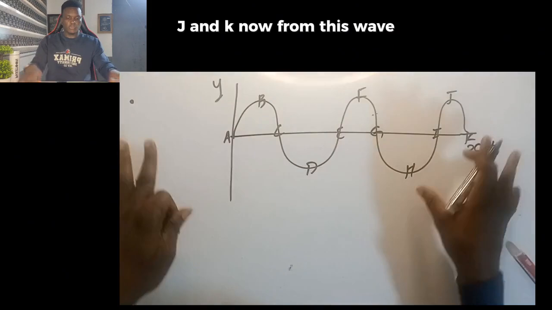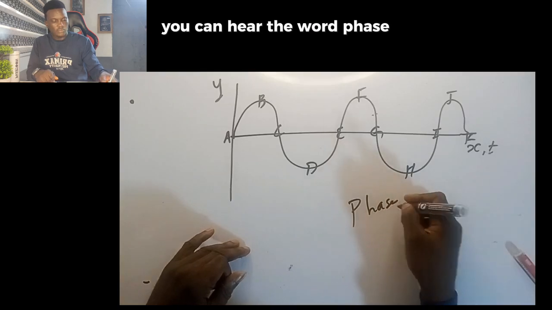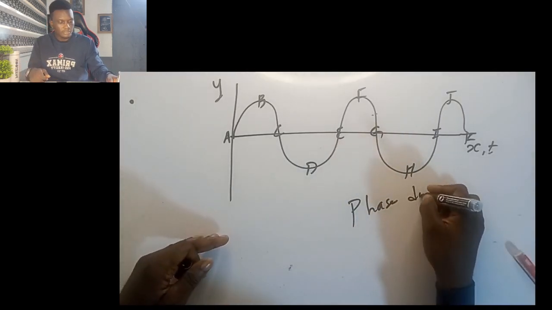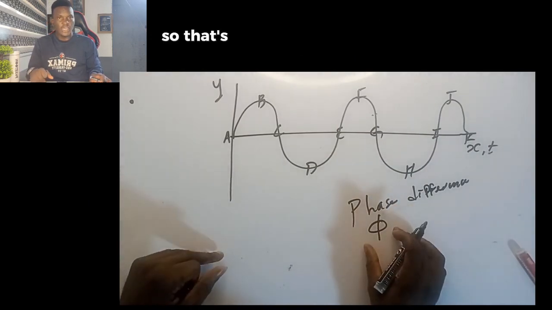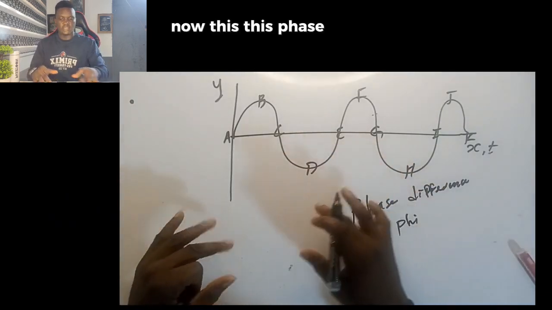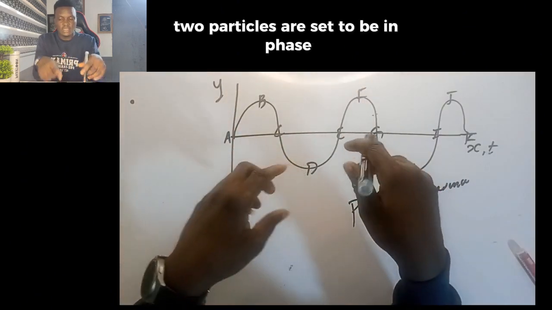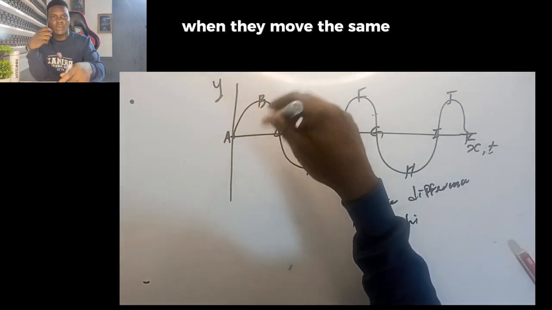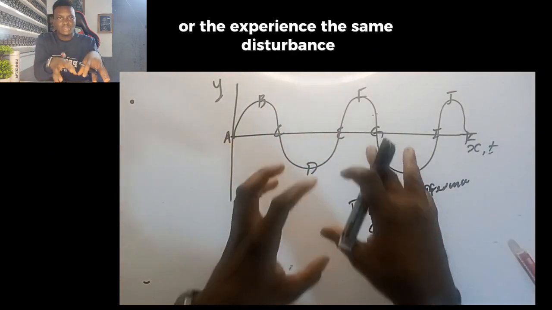Now from this wave profile that I have here, you can hear the word phase or even phase difference. So we represent the term phase with phi. So that's phi to represent phase. Now, this phase is talking about two particles are said to be in phase when they move the same vertical direction or they experience the same disturbance.